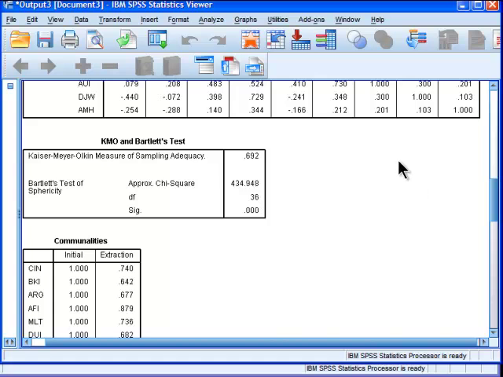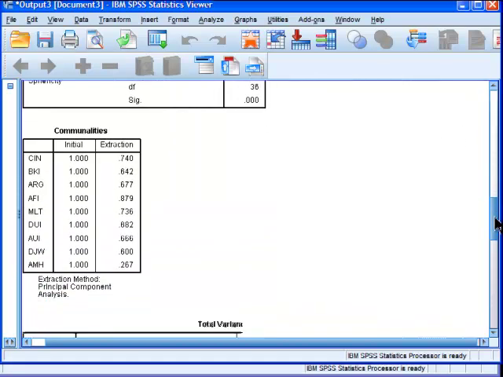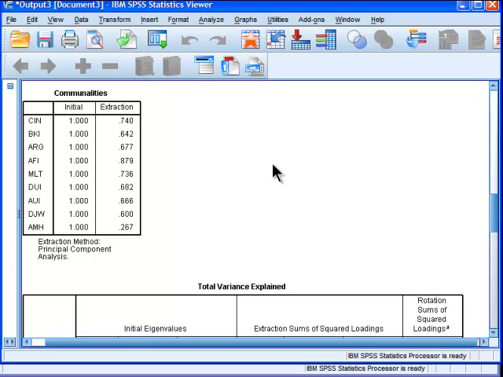But overall, you look at your correlation matrix, look at your measure of sampling adequacy. Is it over 0.4? Again, that's a rule of thumb. And Bartlett's test of sphericity, is it at least statistically significant? And if it is, then you'll feel confident in performing your components analysis.